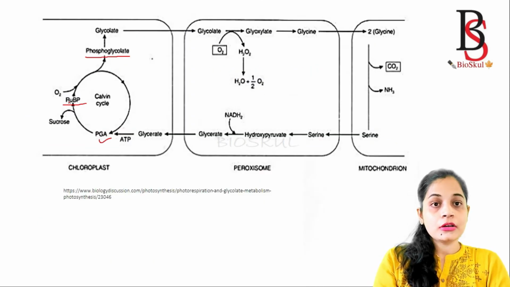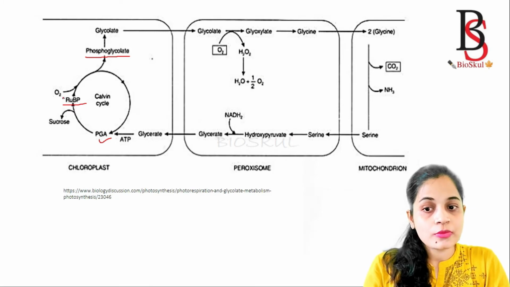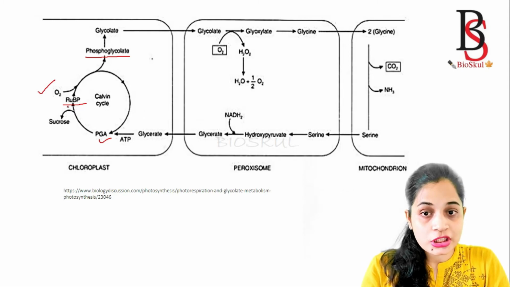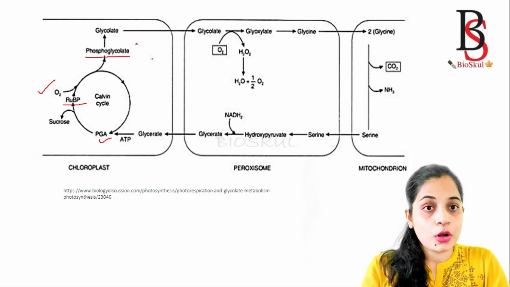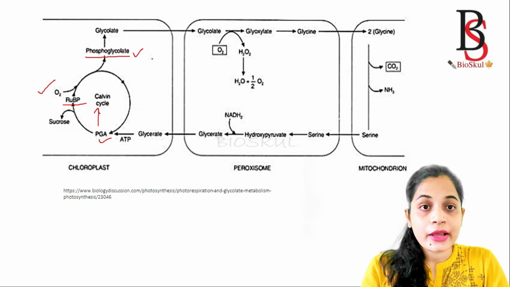Let's summarize the mechanism of photorespiration. If there is a high concentration of oxygen, then RuBP will act as a RuBP oxygenase. Then it converts ribulose bisphosphate into one molecule of phosphoglyceric acid and one molecule of phosphoglycolate. Phosphoglyceric acid will enter into the Calvin cycle, but the phosphoglycolate itself cannot enter into the Calvin cycle.